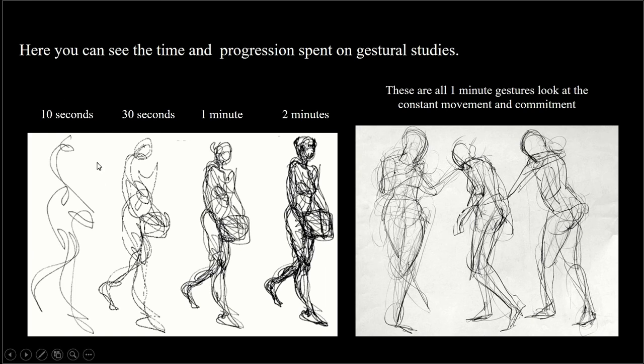Here you can see a time and progression that's spent on gestural studies. So you have the 10-second gesture study, the 30-second gesture study, the 1-minute gesture study, the 2-minute gesture study, and you can see you get more detailed as you go up. These are all 1 minute, but you can see also that they start to get into a little bit more committed line because they've been practicing just a little bit more. But look how many lines have happened in here to get to those more committed lines.